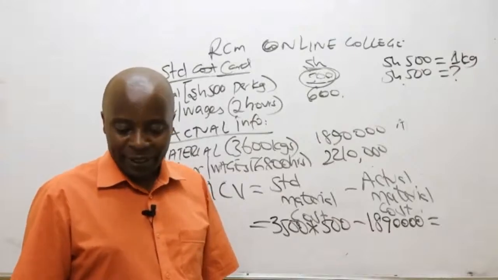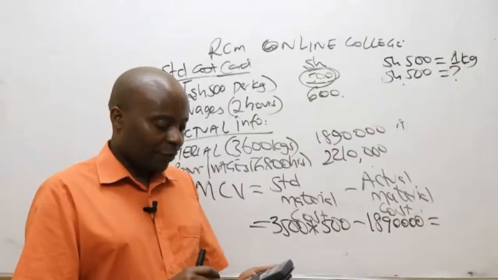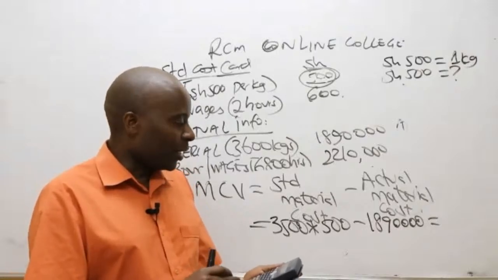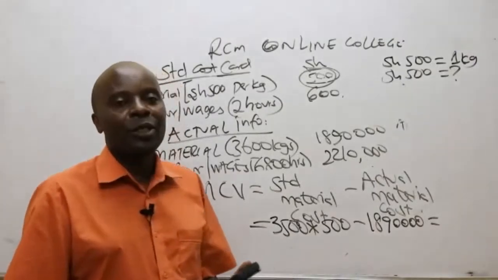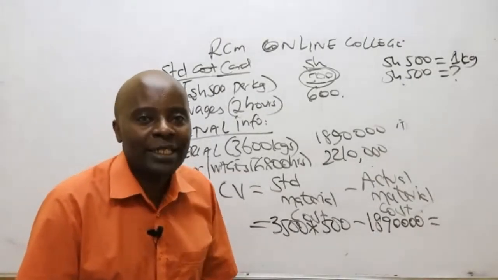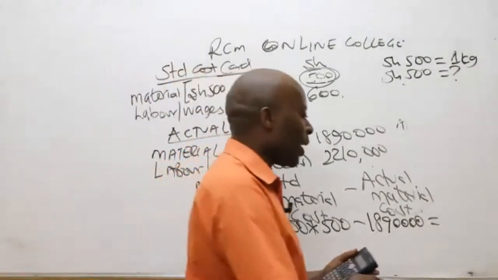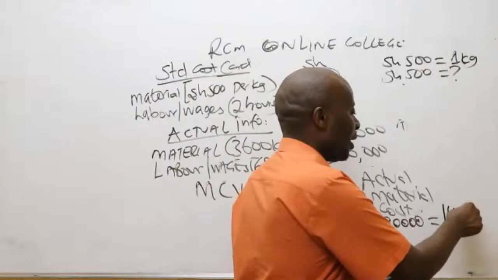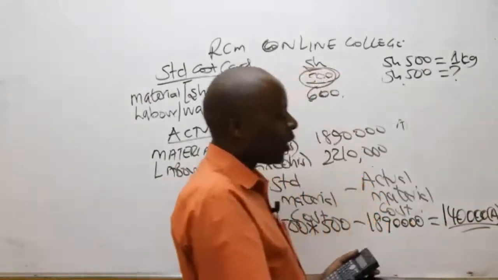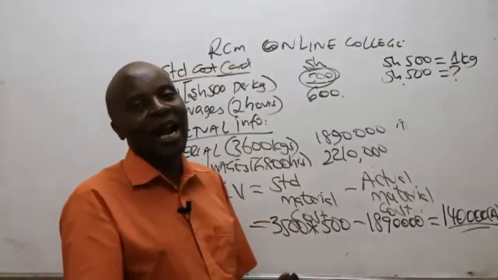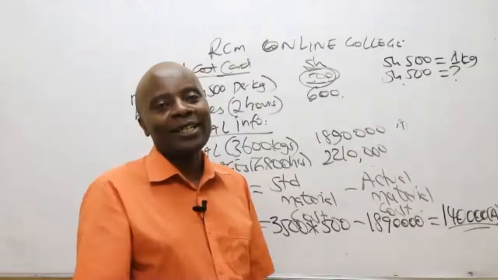Is there somebody who has been able to get us a figure? So 3,500 times 500 minus 1,890,000. Are you able to see negative 140,000? If it's negative 140,000, then we should talk of 140,000 adverse. And this value, of course, rings a bell somewhere.